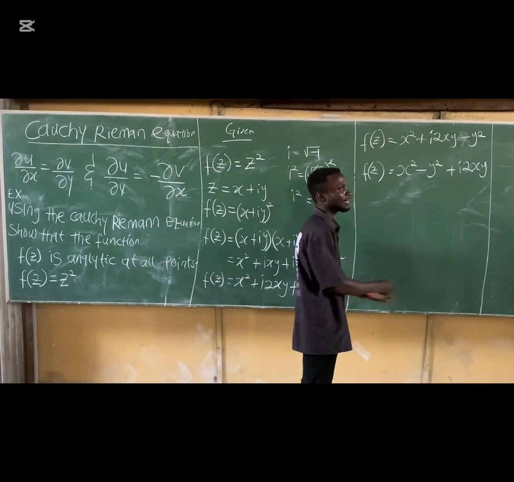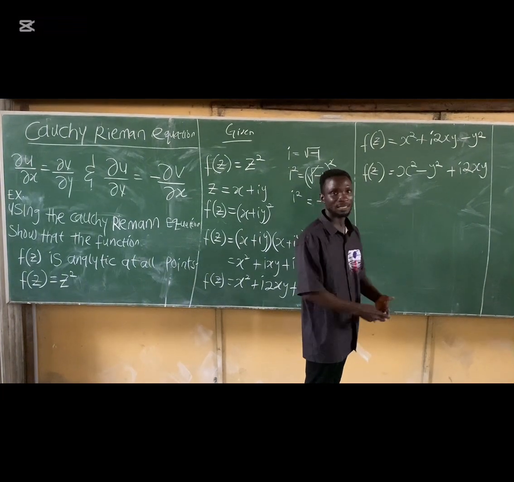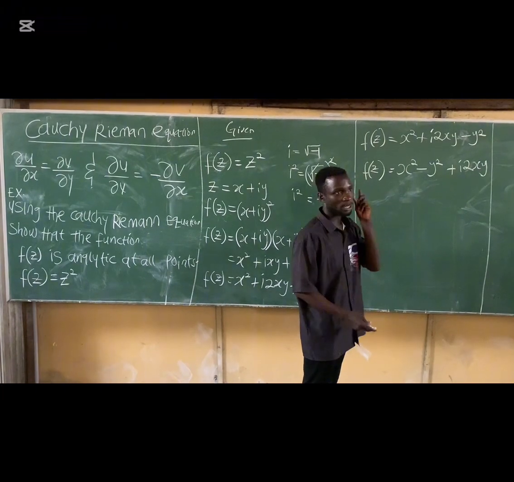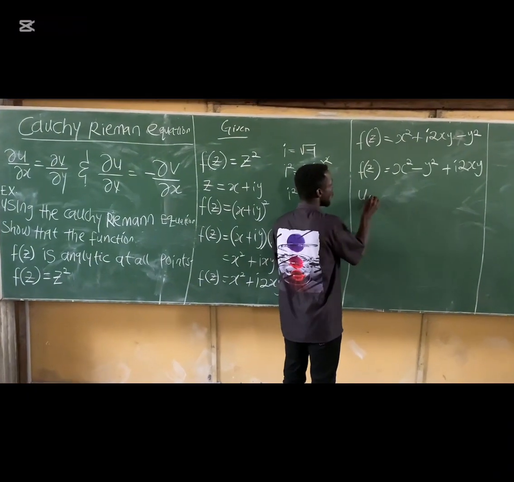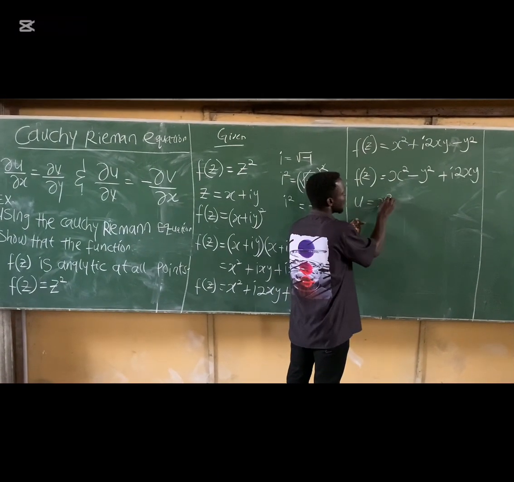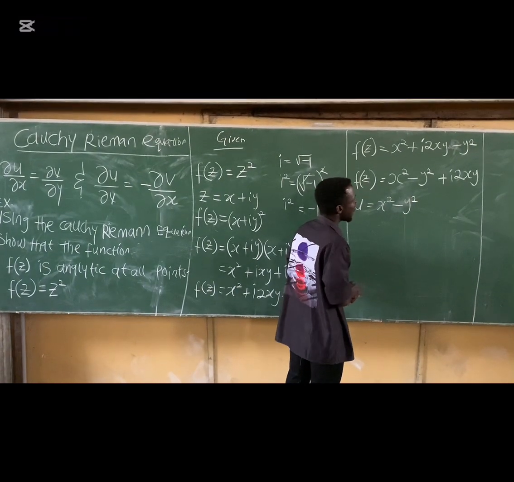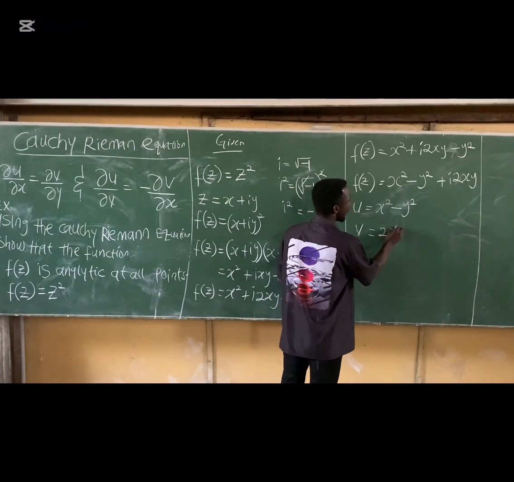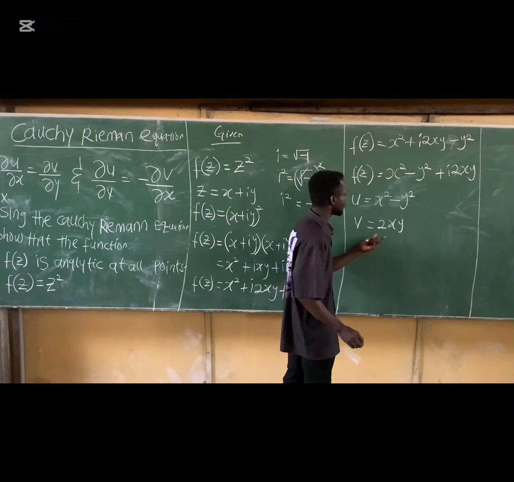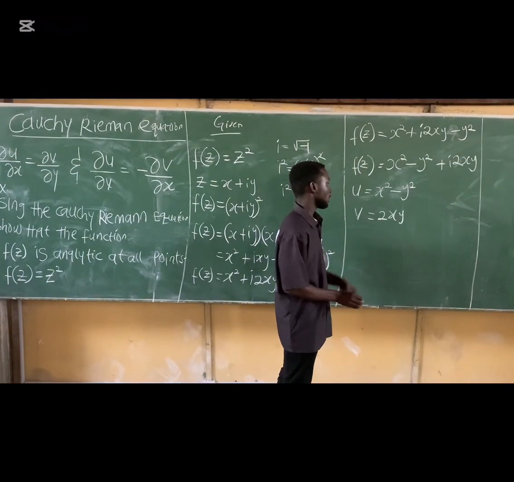So the real part is the part that doesn't have i as a coefficient, while the imaginary part is the part that has i as the coefficient. In this case, the real part becomes u is equal to x squared minus y squared, and the imaginary part v becomes 2xy, the part that has i as a coefficient.